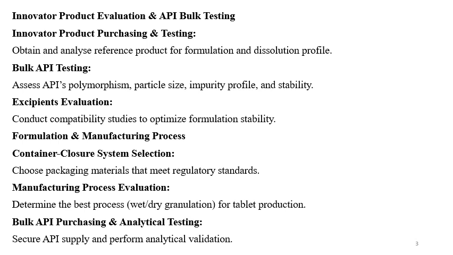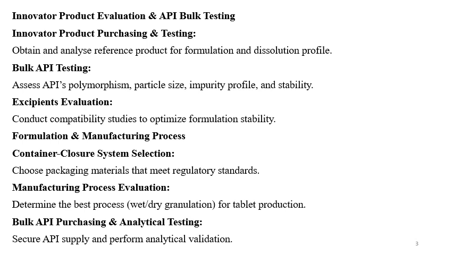Then innovator product evaluation and API bulk testing. The innovator product is required to be tested, and different licenses are required for that. You identify the innovator, and you identify the quantity required for development and bio studies or BE studies. Based on that, you can apply for the licenses and start purchasing the innovator samples. Then analysis of the innovator samples is done. Mainly dissolution profiling is done in different media to understand the product behavior. Then bulk API testing: assess the API for polymorphism, particle size, impurity profile, and intrinsic stability.